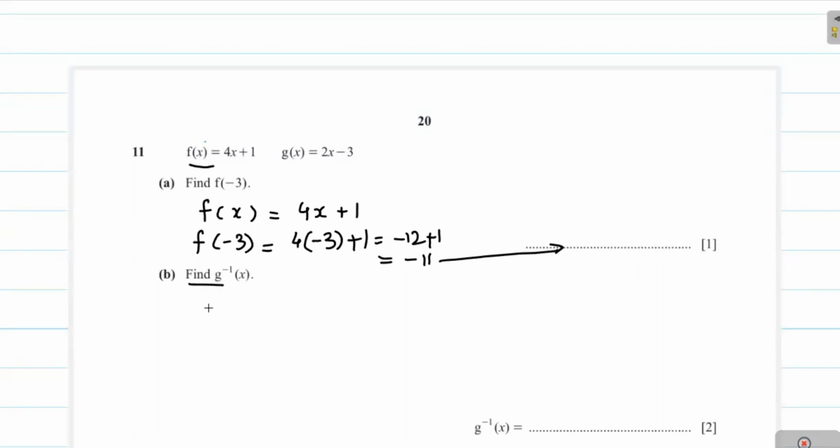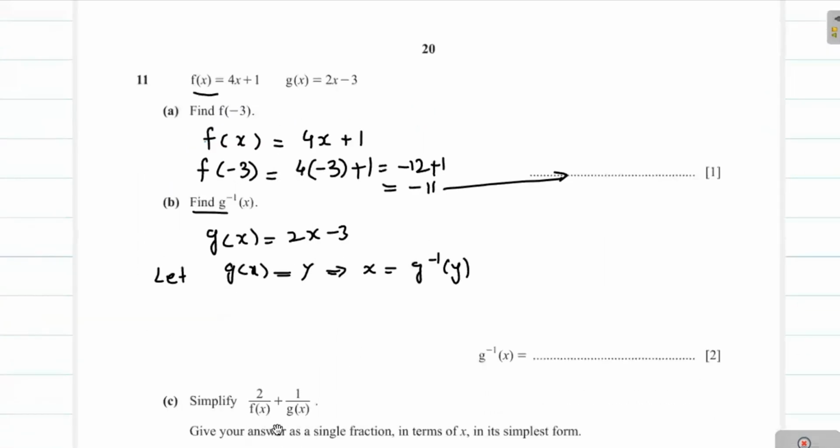Find g inverse of x. Here g of x is equal to 2x minus 3. We can write it as, let g of x equal to y, therefore x will be equal to g inverse of y. Therefore, to find the inverse value, firstly we make the x as a subject. Therefore, we can write it as y equal to 2x minus 3.